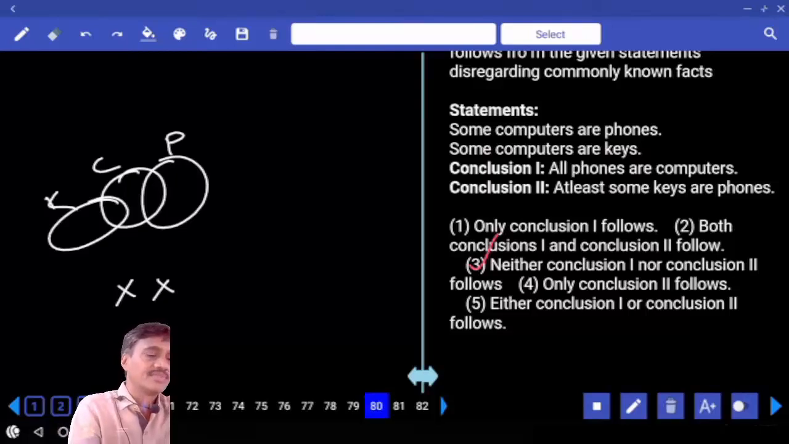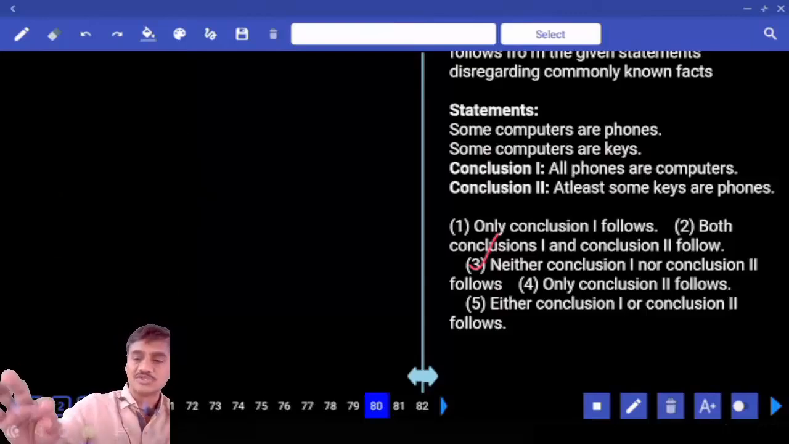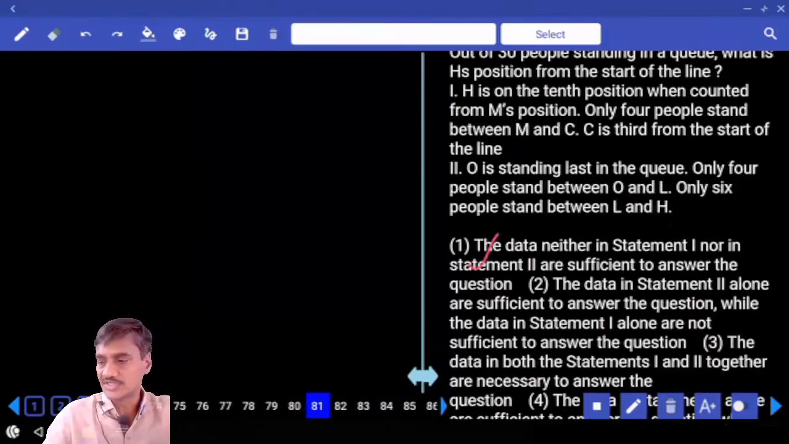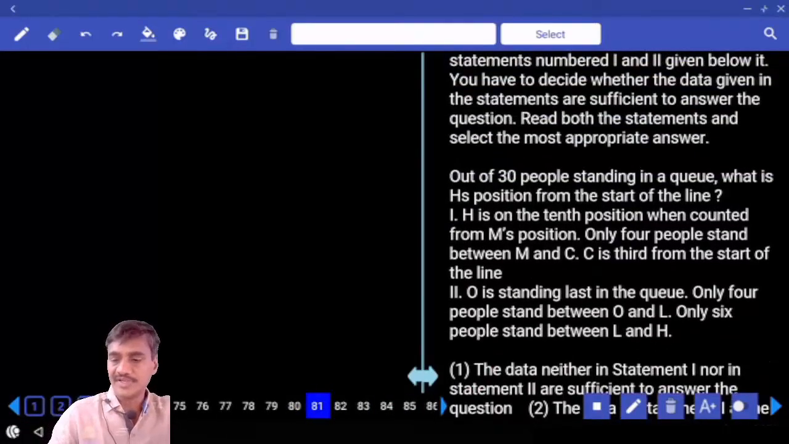Done with this? Then 81 to 85 are based on data sufficiency. Data sufficiency should be the second priority. Hence first let us work out the easier questions. Then 81 to 85, second priority.